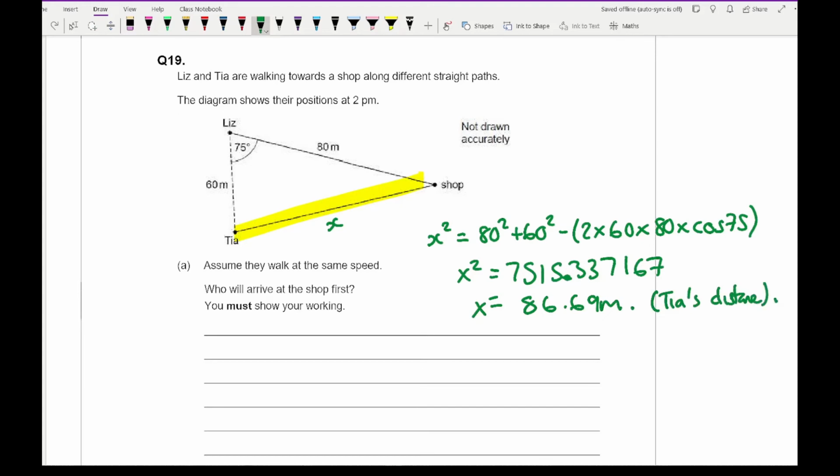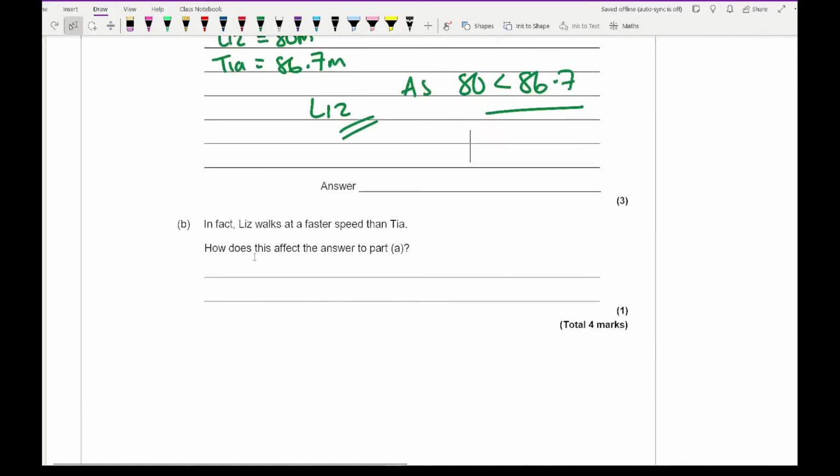So who gets there quicker if they travel at the same speed? Well, looking at this, we know that Liz is 80 meters. Tia, we've worked out, is 86.7 meters. So who is going to get there the quickest? Liz does. And again, if you want to give a reason, that's fine. So 80 is less than 86.7, or she travels a lesser distance, will be absolutely fine.